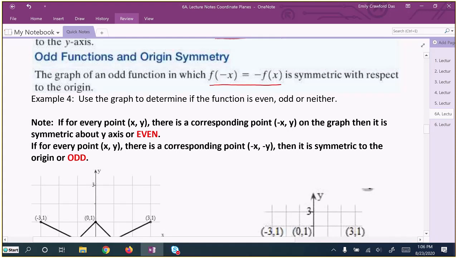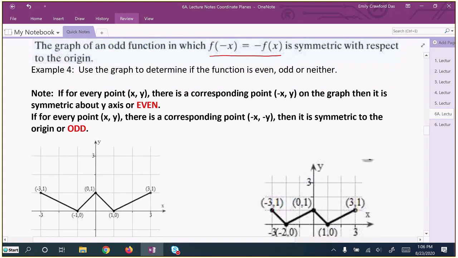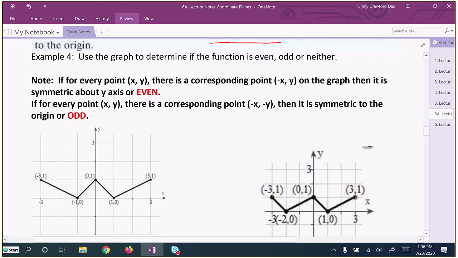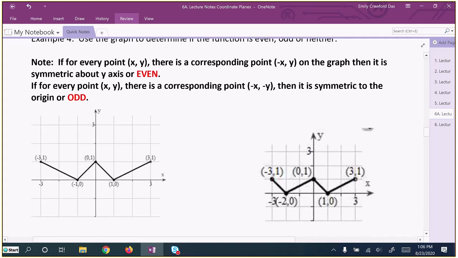Example 4 says, use the graph to determine if the function is even, odd, or neither. Note, if for every point x, y there is a corresponding point minus x, y on the graph, then it is symmetric about the y-axis, or even. If for every point x, y there's a corresponding point minus x, minus y, then it is symmetric to the origin, or odd. So let's take a look at our first graph here.